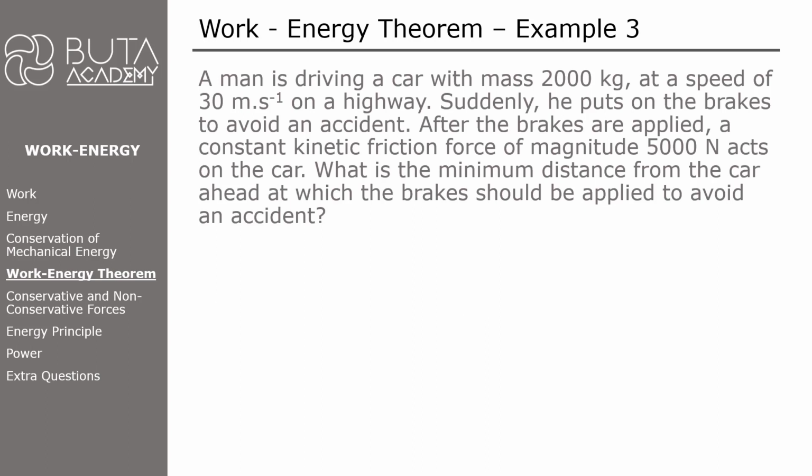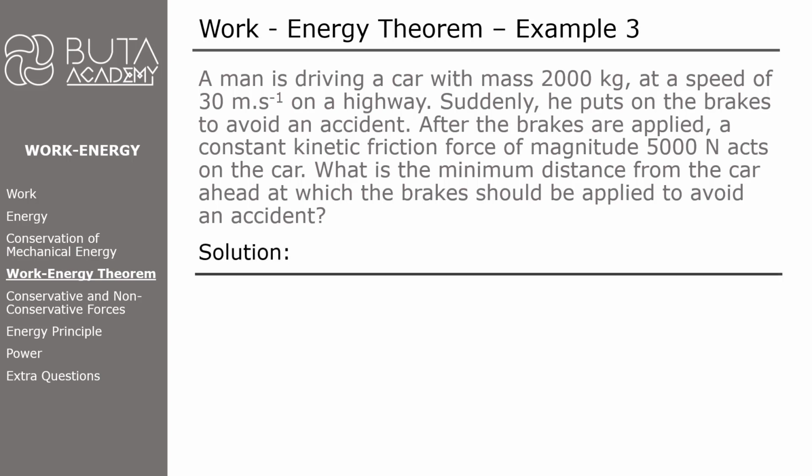In the next example, a man is driving a car with the mass of 2000 kgs at a speed of 30 meters per second on a highway. Suddenly, he puts on the brakes to avoid an accident. After the brakes are applied, a constant kinetic friction force of magnitude of 5000 newtons acts on the car. What is the minimum distance from the car ahead at which the brakes should be applied to avoid an accident?